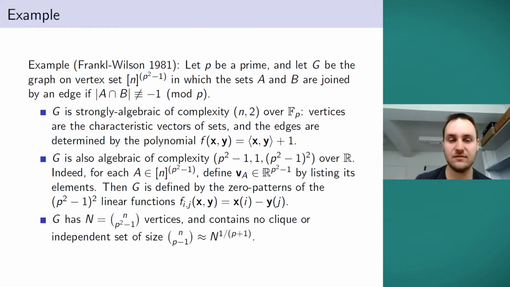And so the reason why these Frankl-Wilson graphs are interesting is that they have pretty good Ramsey properties. It follows from the Frankl-Wilson theorem on restricted intersections that these graphs do not contain any clique or independent set of size larger than n^(1/(p+1)). So in particular, by choosing p arbitrarily large, you can beat any polynomial.